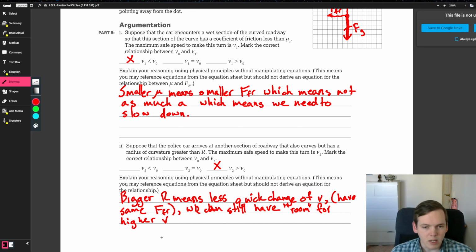So if we have a larger radius, if you want to think about it, it's a straighter curve. It's a straighter line in any given section. So you can move with a faster speed with the same change in angle provided by the acceleration and still stay on the road.